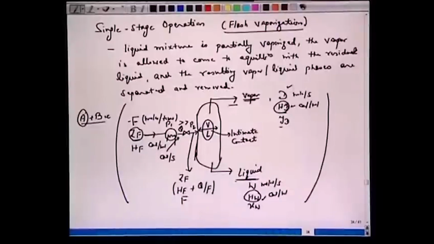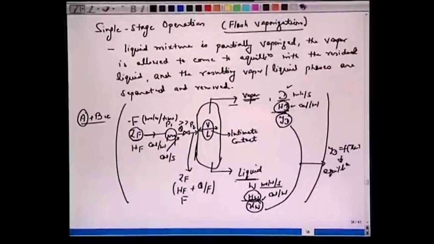So let's assume that we have D moles per second as the molar flow rate of vapor and W moles per second as the liquid flow rate. The enthalpies are HD and HW, and we have the mole fractions YD and XW. Since they are in equilibrium, YD can be written as a function of XW by this equilibrium curve, or vapor liquid equilibrium curve, because the two streams leaving are in equilibrium. Let us draw this on the TXY as well as the HXY diagram.